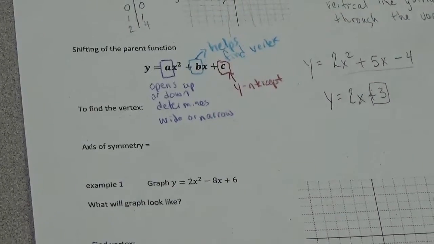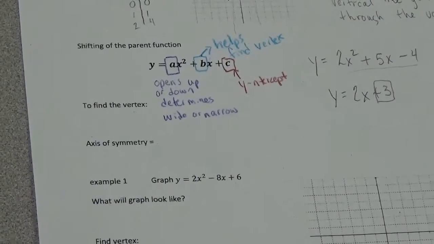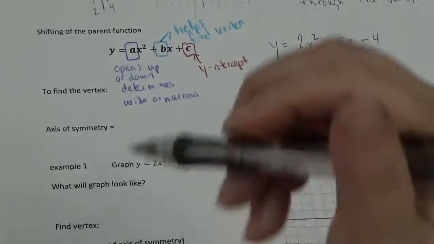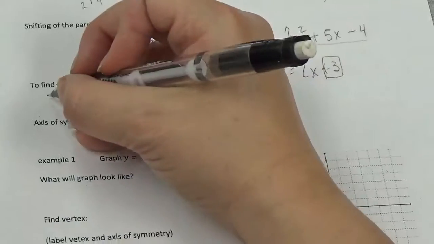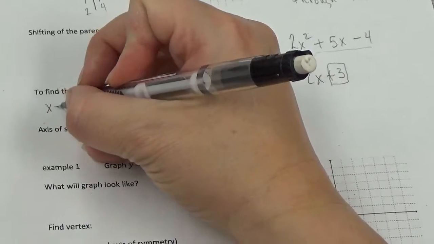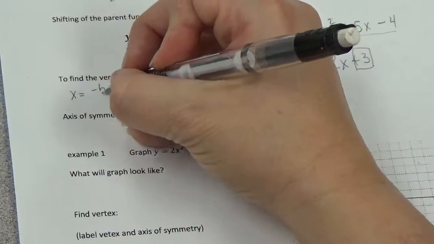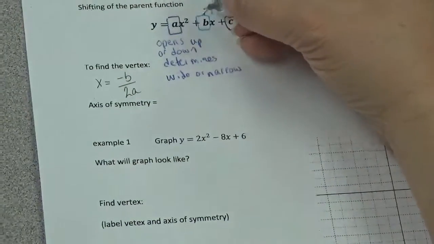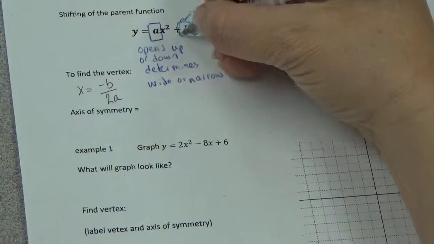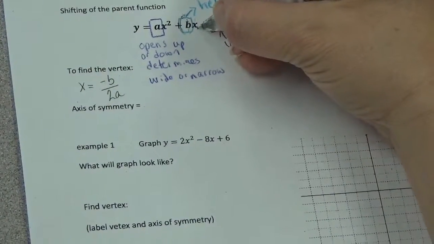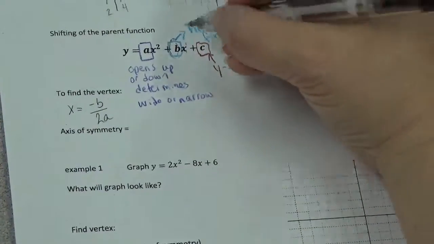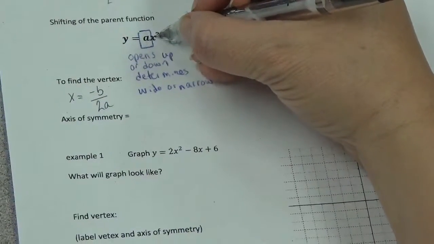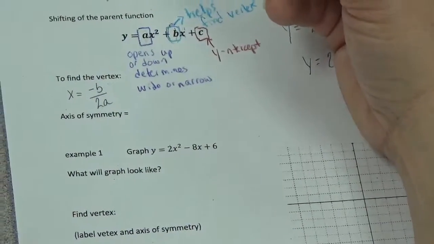So before I do example 1, let me tell you the formula for finding the vertex. And I'm pretty sure you talked about this in Algebra 1. But to find the x value of the vertex, x equals negative b over 2a. And when I talk about negative b, b will always be the number that comes in front of the x to the first power. A will always be the number that comes in front of, or the coefficient in front of, the x squared term.